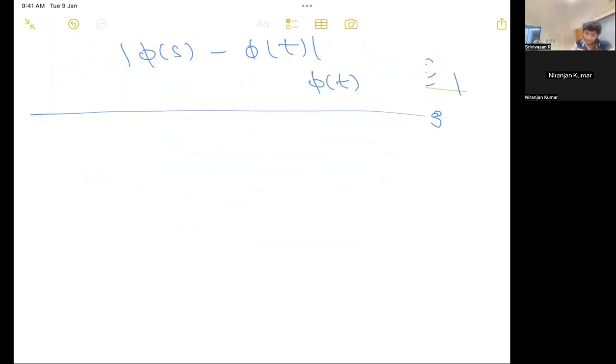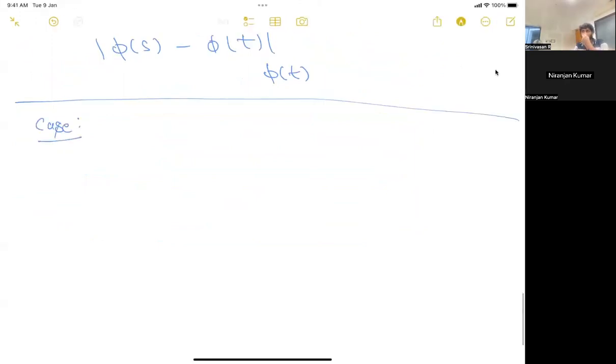Now, we'll put the following assumption on our function phi of t and prove that this is the characteristic function of some probability distribution in this case. And then we'll do the general case after this, using this particular result. So assume that phi of t is absolutely integrable.